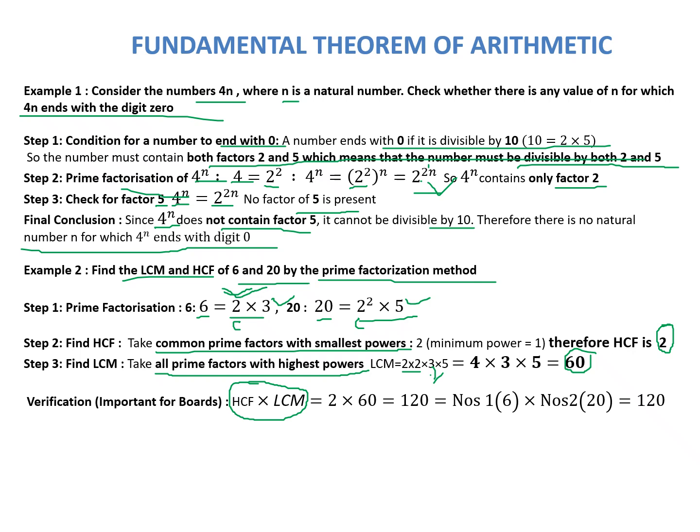So our HCF was 2, LCM was 60. So 2 multiplied by 60 is 120. And then we'll verify whether the product of our two numbers is also 120 or not. So our two numbers were 6 and 20. When we multiply 6 and 20, we get 120. So whatever calculation we have done, it is correct, and our HCF and LCM are also correct. So with this, we'll move to the next slide.